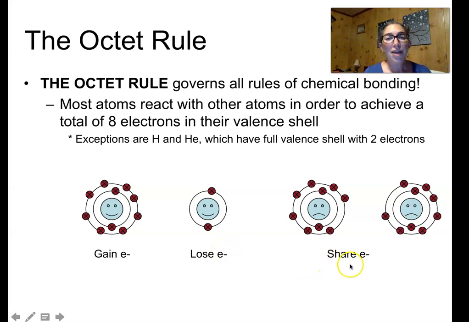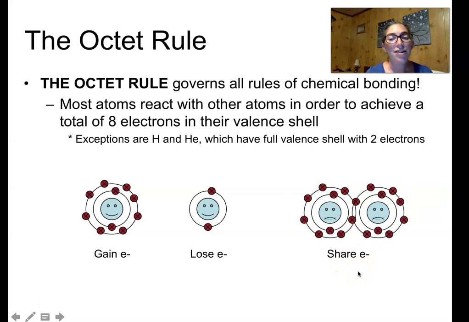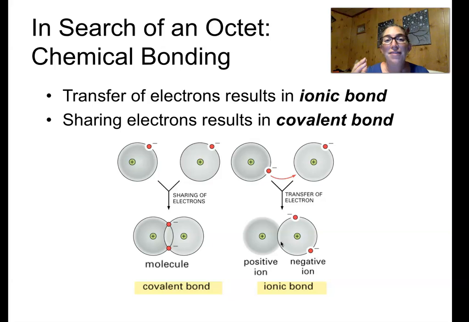The third way that they can achieve a full octet is they can come together and share electrons. By sharing electrons, they each can achieve a full octet and be happy. So these different ways of atoms pursuing the octet rule and a full valence shell are the basis of chemical bonding. The 2 types of chemical bonds are covalent bonds and ionic bonds.